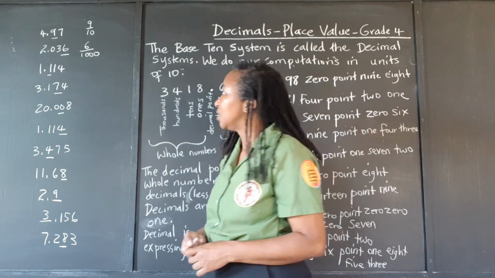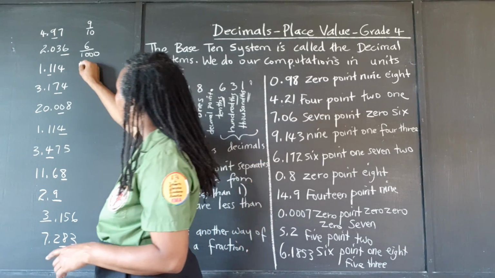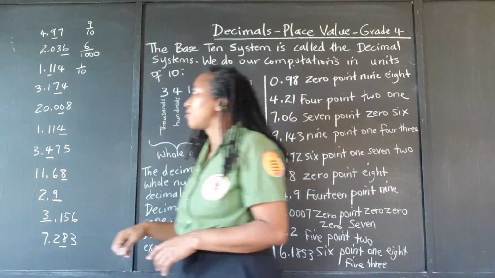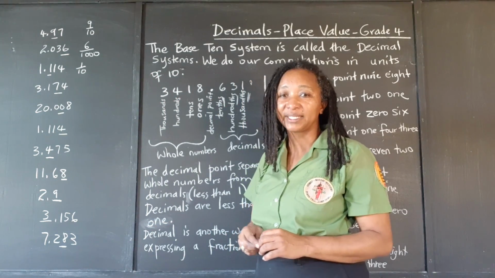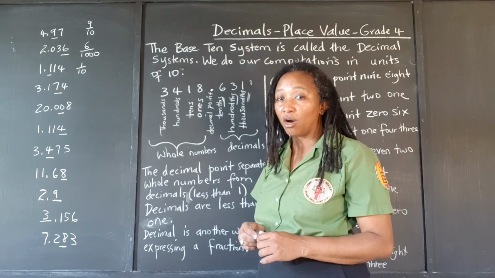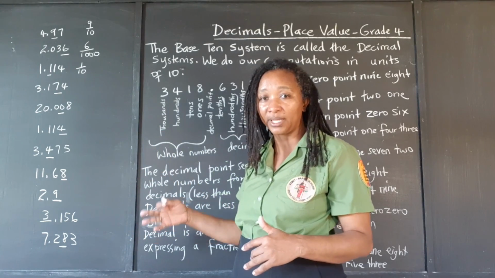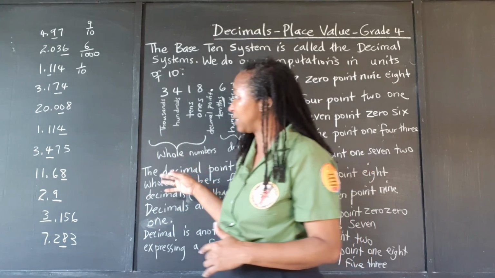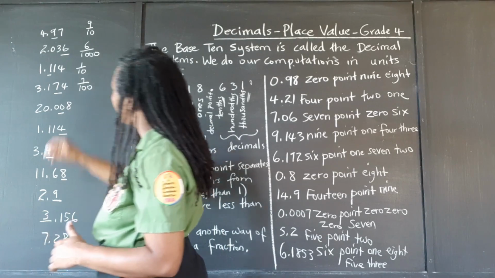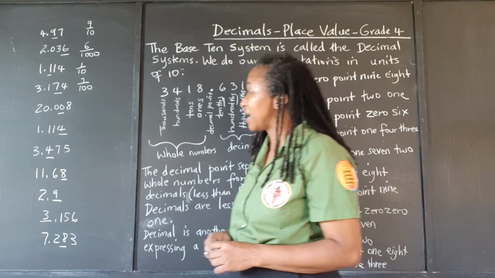1.114. So this one is in the tenths place. So it is 1/10. 3.174. The 7 there is in the hundredths place. It's the second place to the right of the decimal point. So it's 7 hundredths.